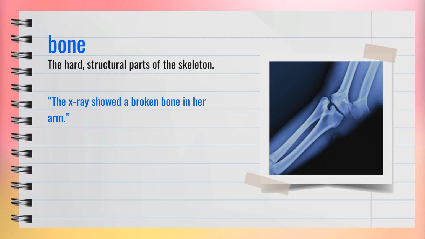Pronounce it as bone. Synonyms include skeletal part and osseous matter. For example, the X-ray showed a broken bone in her arm. To sum up, bone refers to the hard parts of our skeleton.